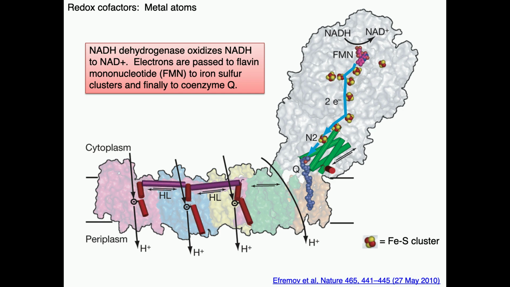Yes? Is there a reason to have all those irons and not just have one iron transfer electrons to that iron and then just have it be done? Is it just more steps that regulation can happen?